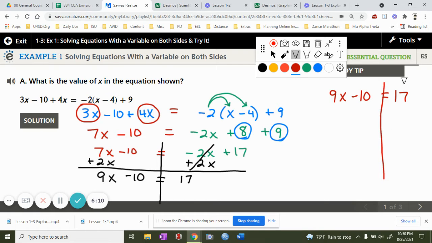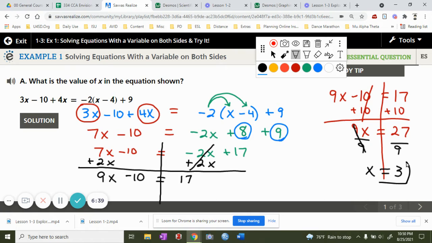Now this looks a lot like the equations we were solving on Wednesday and Thursday last week. So I'm going to undo subtraction by using addition on both sides. And we get 9x equals 27. Then I will use division to undo my multiplication, and we get x equals 3.